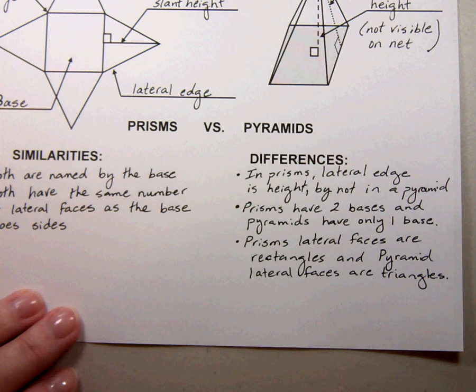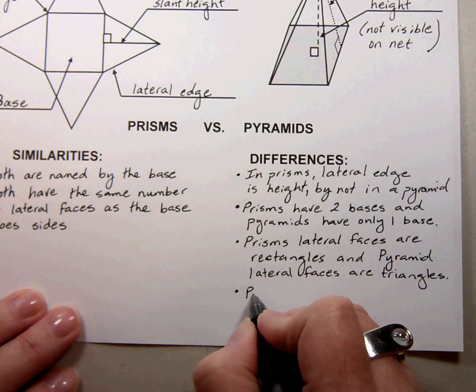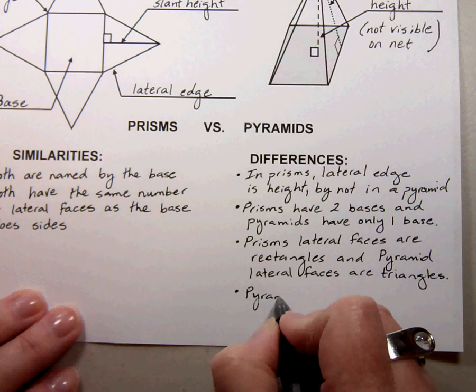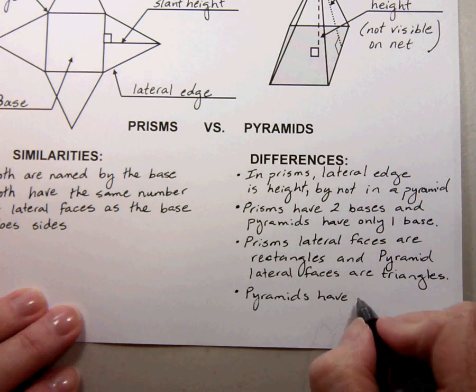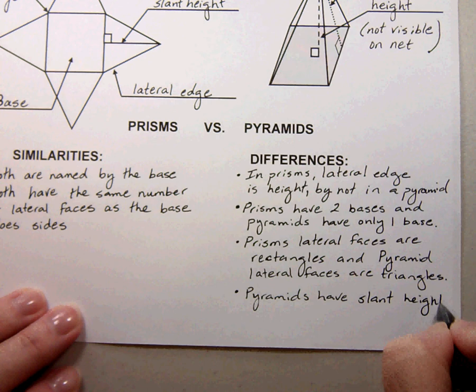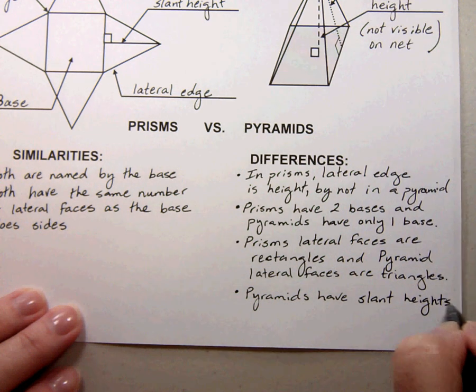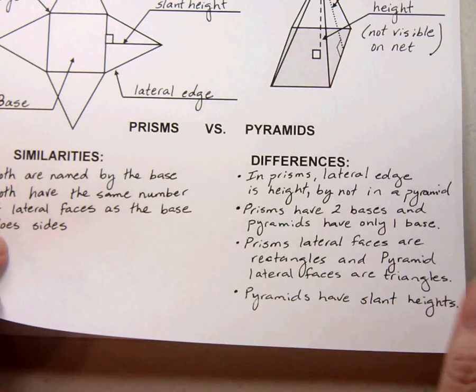Let's see, the last thing is that pyramids have slant heights, and that's used for finding area. You're going to learn that a slant height is always longer than the height coming down from the center of your pyramid, and I'll show an example of that. Okay, let's go to the next page.